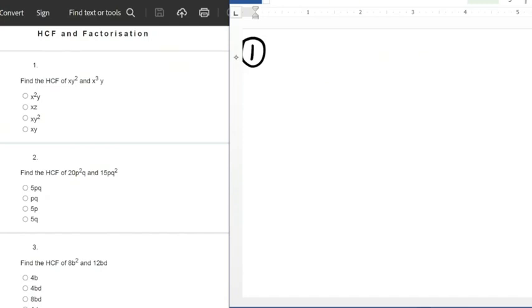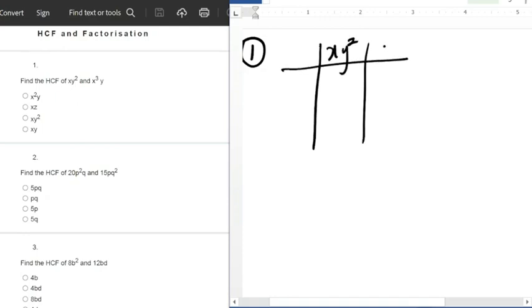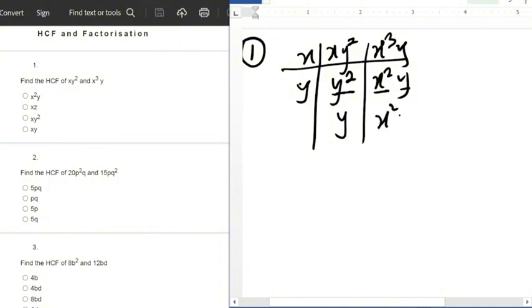What you're expected to do, you can do it in different ways. I've explained that earlier on, but this is an objective question, so you can decide to make use of this format and put your xy squared here, then x cubed y. What is common first is x. Then we have y squared and x squared y. What is common next is this x. There's no x here, we have x here. So y is here and y is here, so this is what we're going to pick. That means we have y here, then x squared y left.